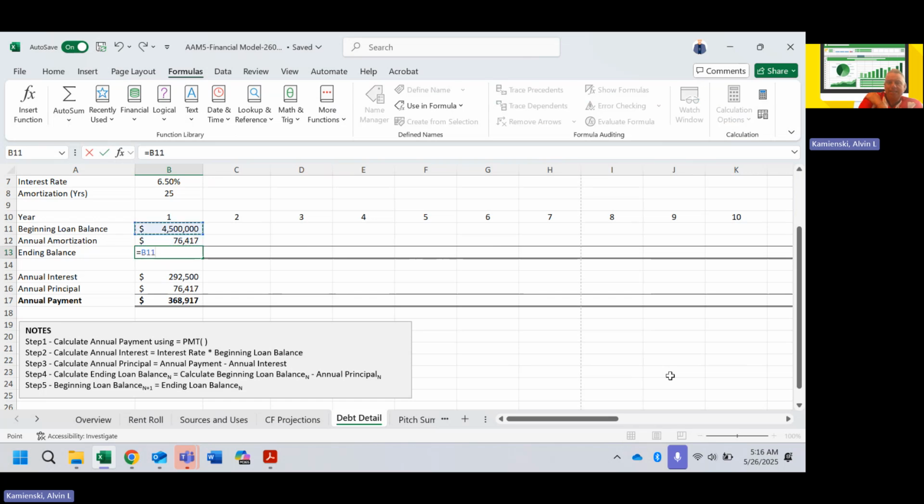so that at the end of my first year, I've borrowed $4.5 million. I've made a $368,000 payment, of which $292,000 went to interest, so that at the end of year one, I owe $4.423 million.